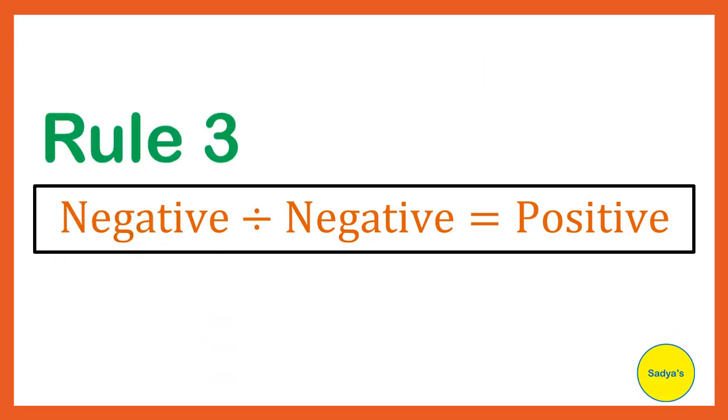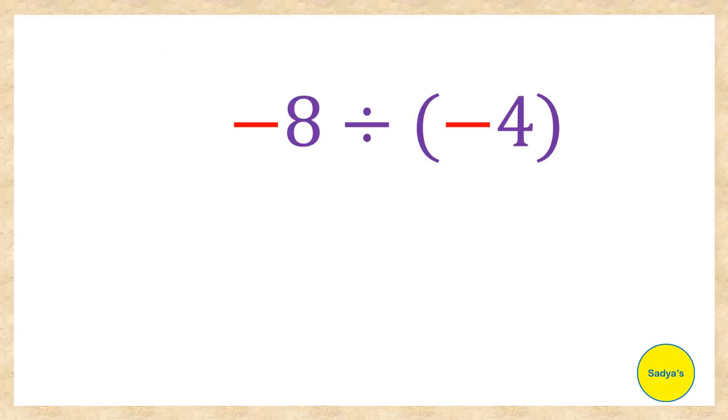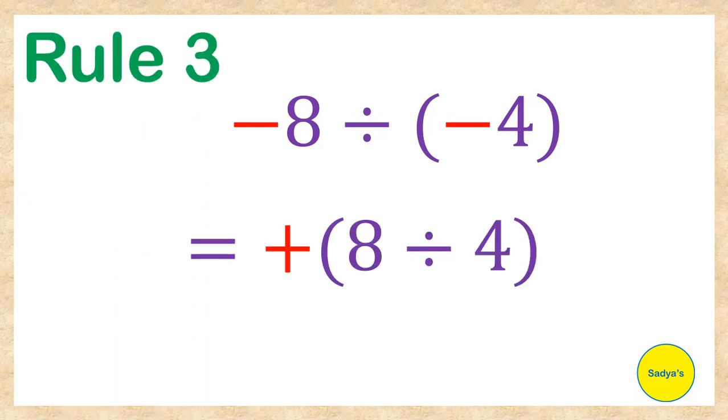The third and last rule is, if a negative number is divided by a negative number, the answer is a positive number. So if negative 8 is to be divided by negative 4, both the numbers are negative, so it means the answer would be a positive number. And 8 divided by 4 is 2. So the answer is positive 2, which can simply be written as 2, and we can skip the positive sign.